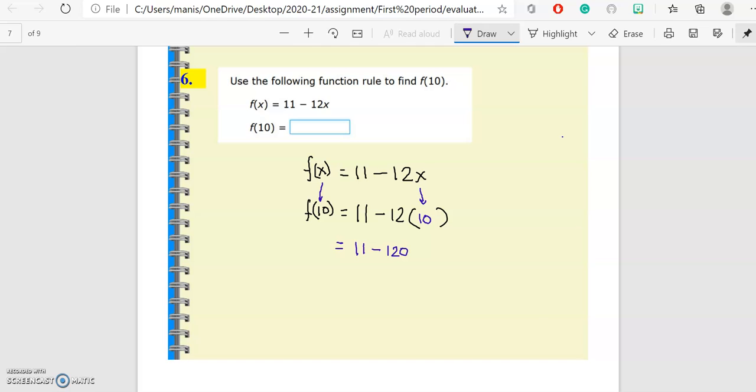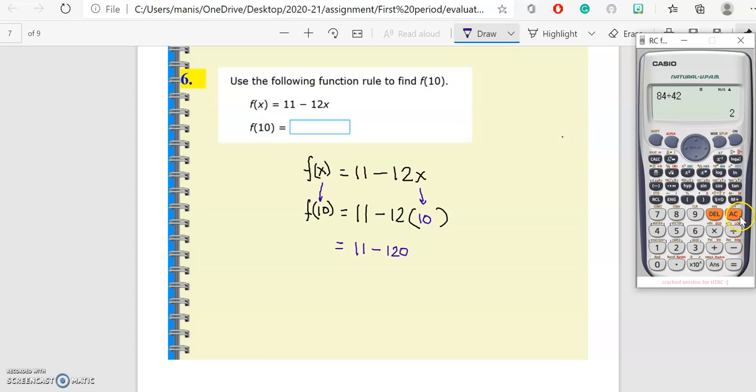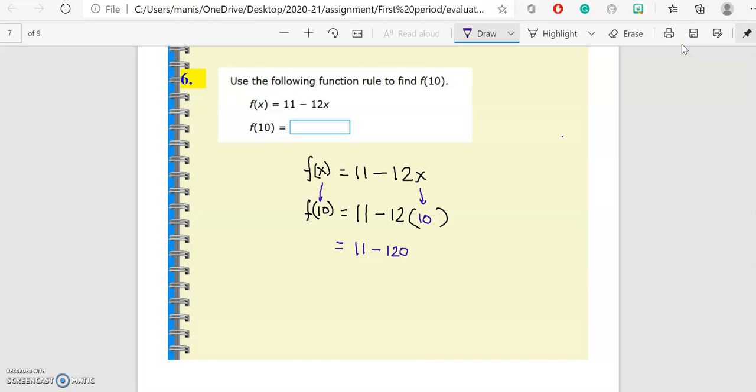What we will do over here is use our calculator. Make it a habit of using a calculator, because many of the mathematical errors you might be making can be rectified using the scientific calculator. So I wrote 11 minus 12 times 10, and my answer is negative 109. So f of 10 is negative 109, and this is my answer for this question.